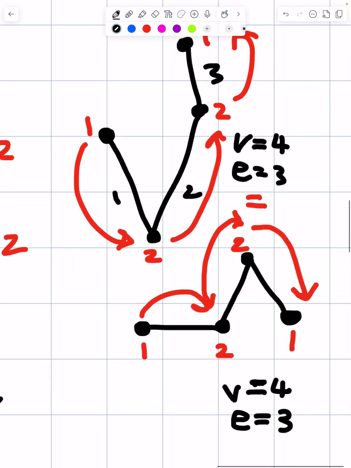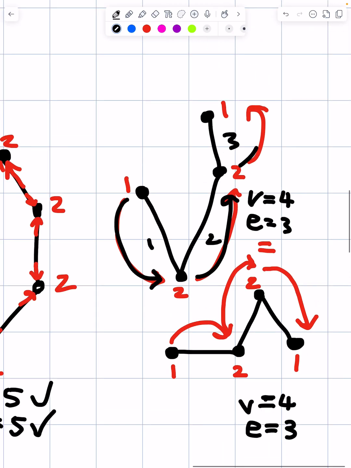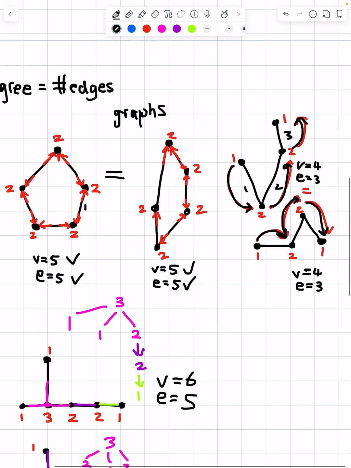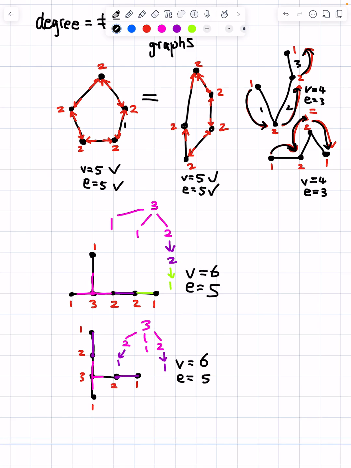Like here, 1 is connected to a 2, 2 is connected to a 2, 2 is connected to a 1 again. Same goes for here, 1 is connected to a 2, 2 is connected to a 2, and 2 is connected to a 1 here. You have to stay in the same order. You have to stay in the same pattern. That's how you can tell if a graph is the same as another.